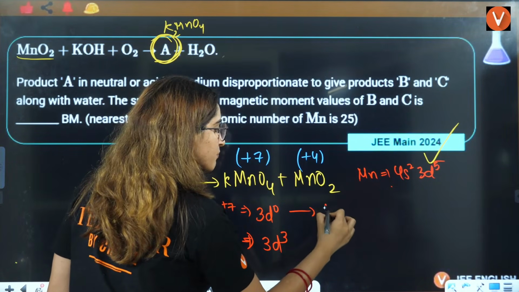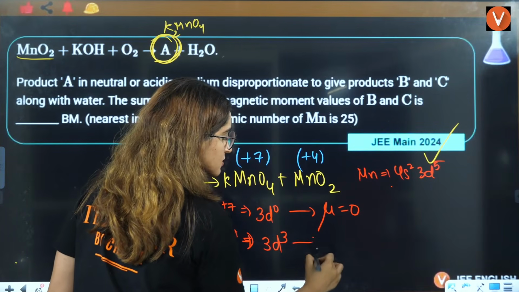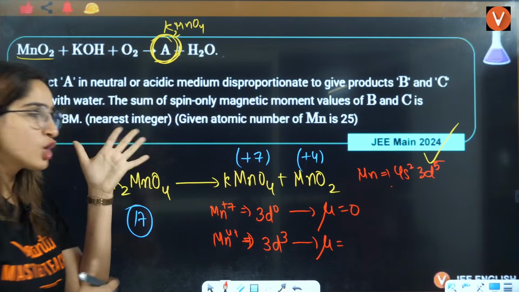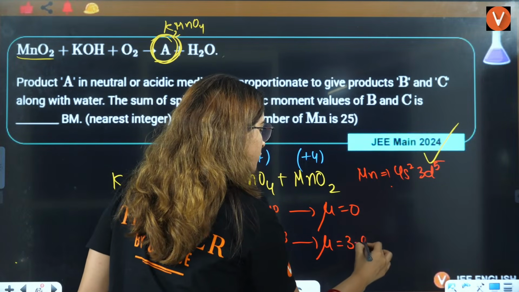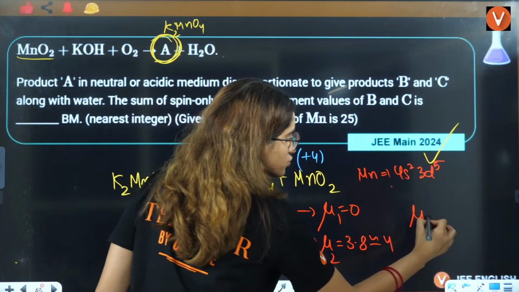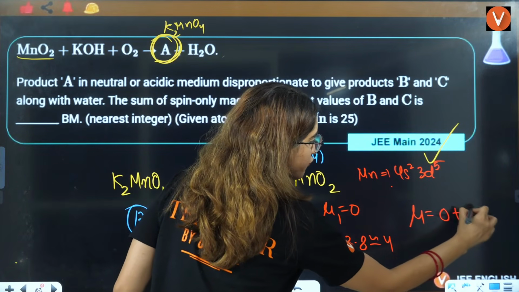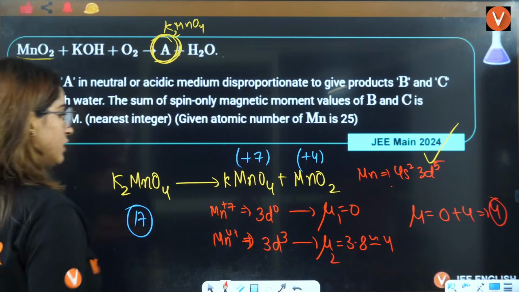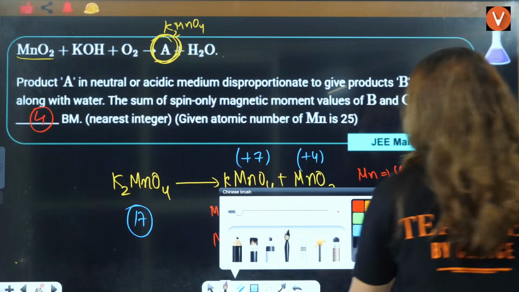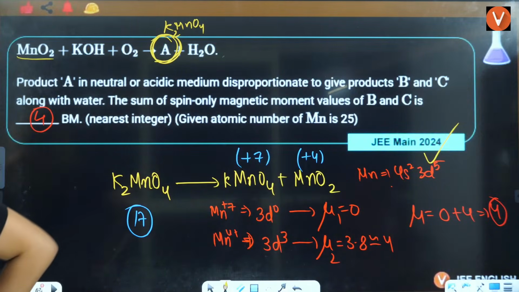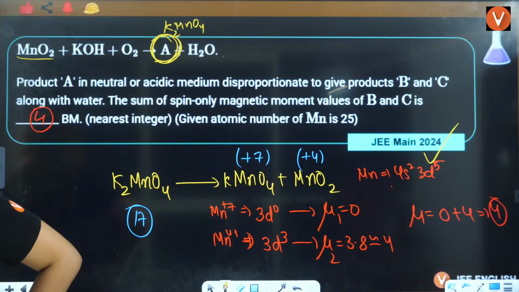Now here mu is going to be 0. In this case, they are saying the nearest integer. So it will be 3.8, which is approximately equal to 4. So mu is equal to 0 plus 4, that is 4. So the nearest answer will be 4, the correct answer here. Okay, JEE Mains 2024 question. Tell me if that was easy or difficult.